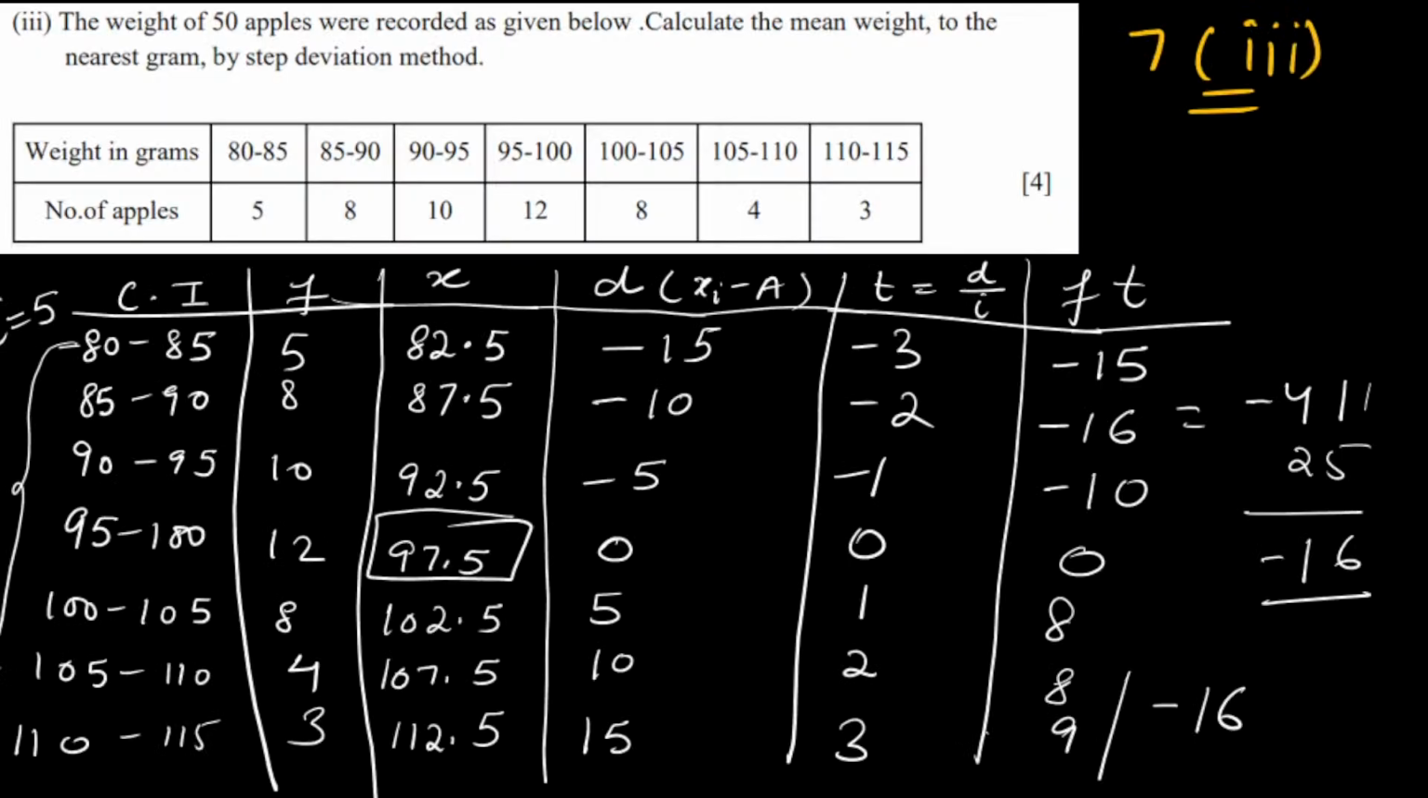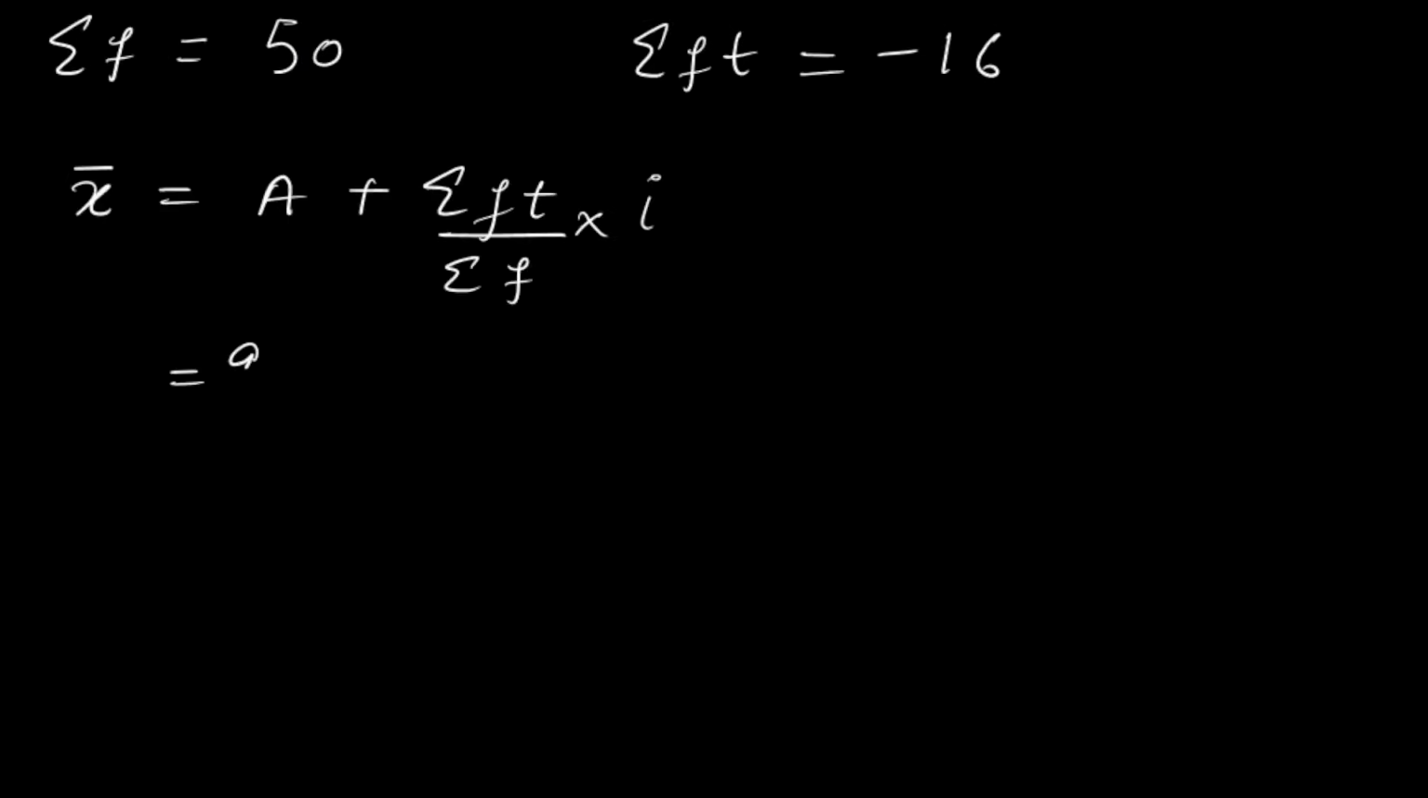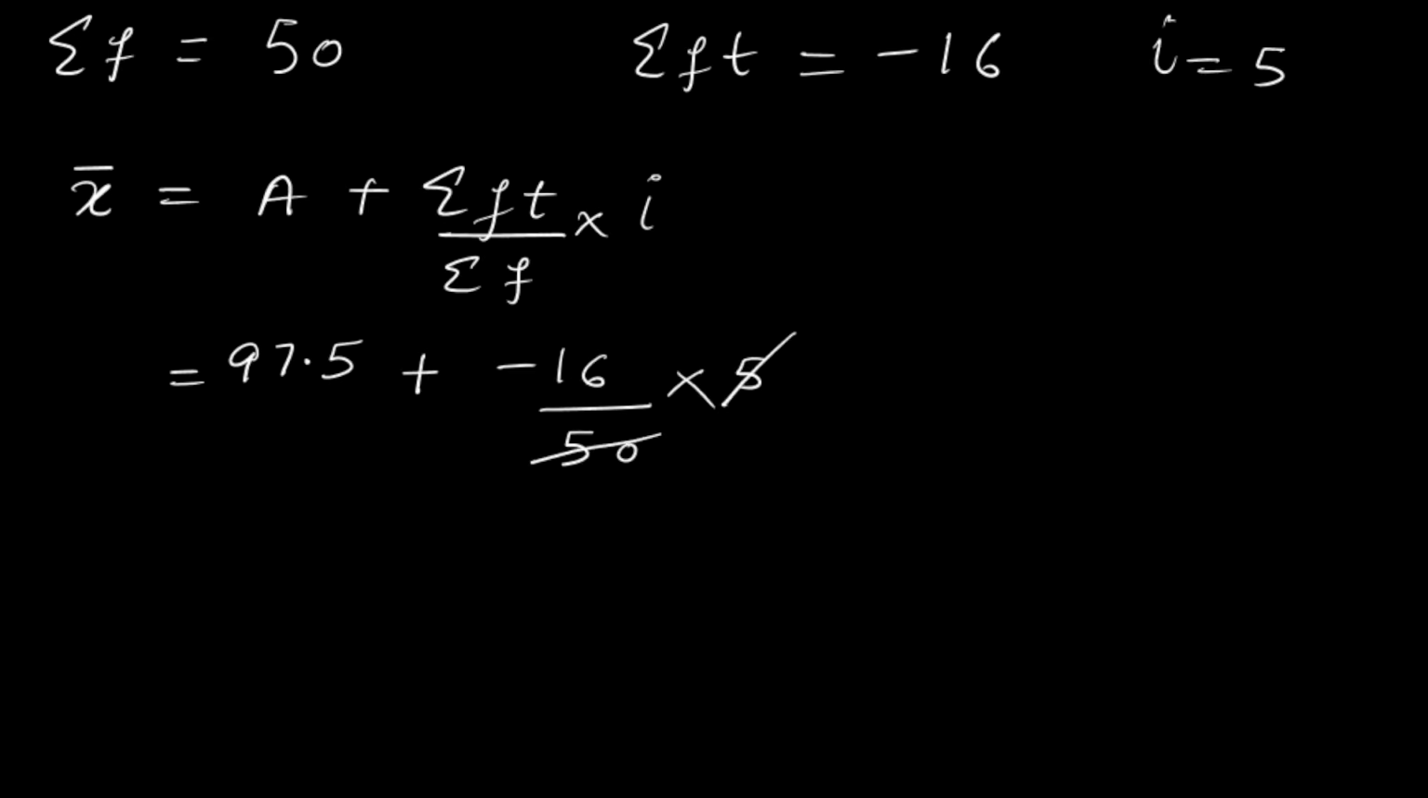So A's value we assumed as 97.5. So 97.5 plus sigma ft, which is minus 16, over sigma f, which is 50, into I, the class size, which is equal to 5 here. We can do cancellation here. So 5 and 50 can get cancelled by 10. Here two signs are together. If two signs are together, make them a single sign. Plus minus is minus. So 16 by 10.